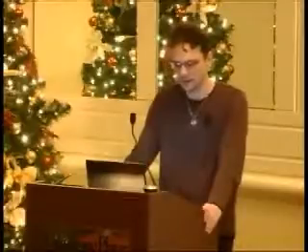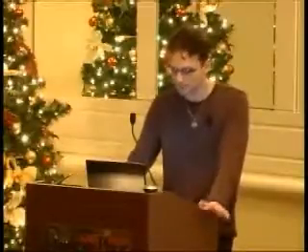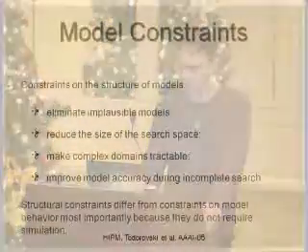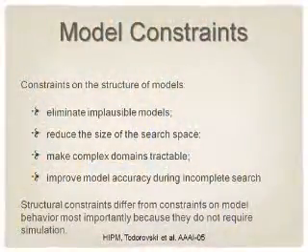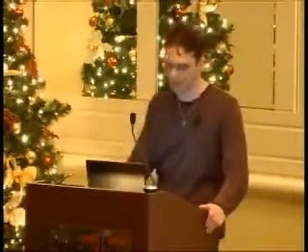So, the big problem is that the naive approach, and even more sophisticated versions of that, produce several structurally implausible models. So maybe it might produce a model that has an exponential growth process for a prey and a logistic growth process for a prey. And whenever you're talking about what's controlling growth in a species, you generally have one idea of what type of process would be explaining the growth. So models like that would be implausible. And what we had to do is introduce model constraints to eliminate some of those implausible models, to reduce the size of the search space, because once you start constraining the search space, you have fewer model candidates. This, in turn, makes complex domains tractable, and improves model accuracy during incomplete search, which was an empirical finding that we reported in the paper below.